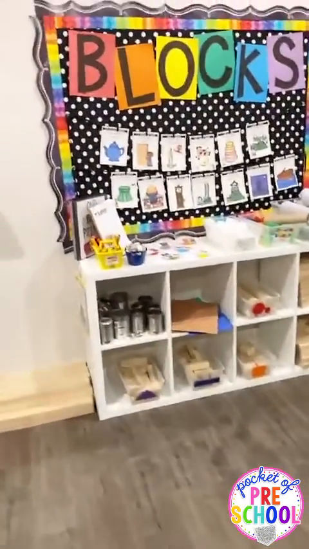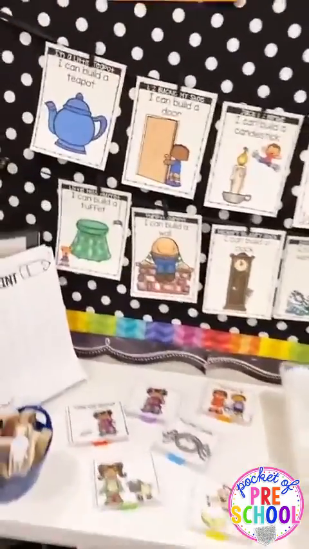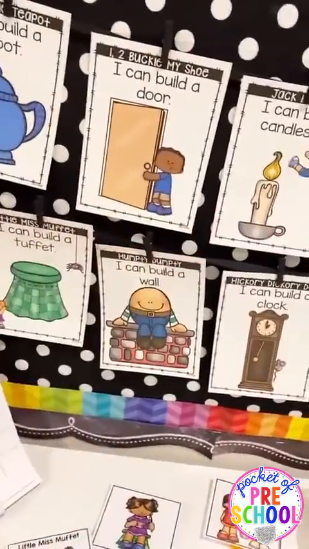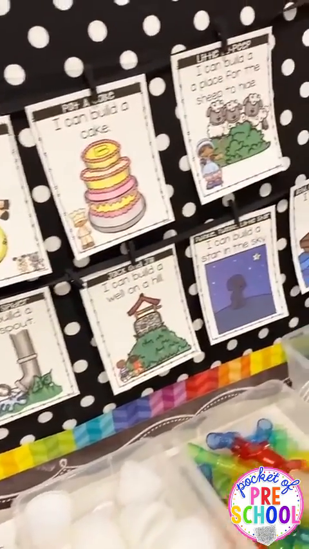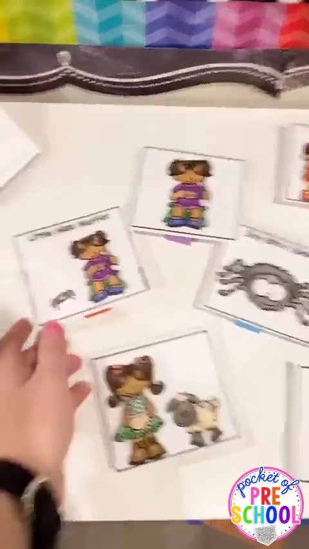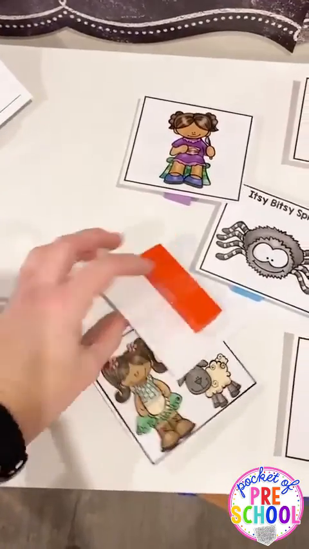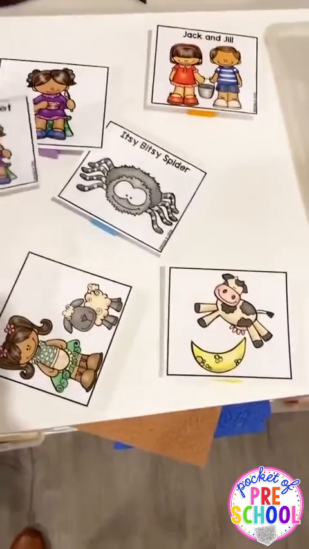For the block center, here's my blocks. So I put up my STEM. I can build nursery rhyme challenges. And what I'm going to do tonight, and I will do this tonight before I go to bed, I promise, I am going to make little character cards. So like I'll have little Miss Muffet, and all I did, you guys, I just taped these to the back of the Jenga blocks. Super, super simple. So I will do this tonight before I go to bed.